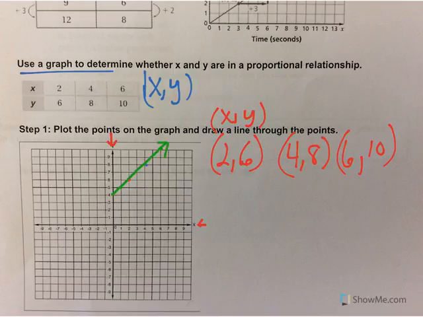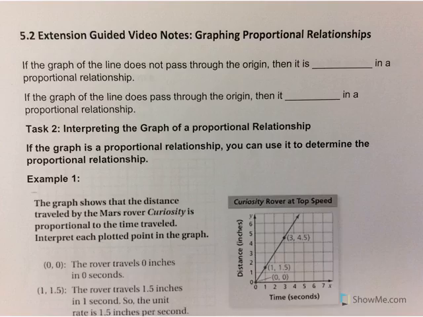And we can see we do have a straight line, so it meets one of the two criteria. However, here's the origin down there, so it does not cross through the origin, so our answer is no. Those ordered pairs do not form a proportional relationship. So a couple of things in your notes here. If the graph of the line does not pass through the origin, then it is not in a proportional relationship. If the graph of the line does pass through the origin, then it is in a proportional relationship.